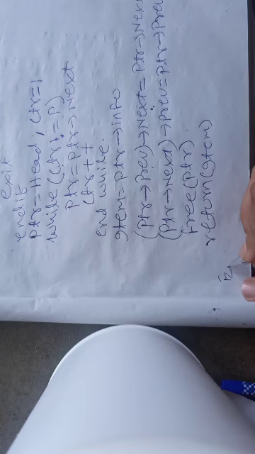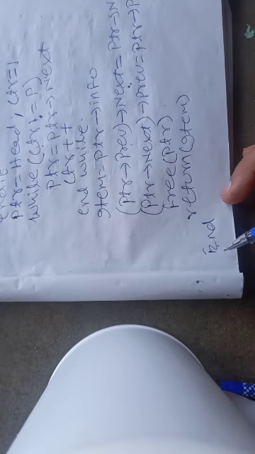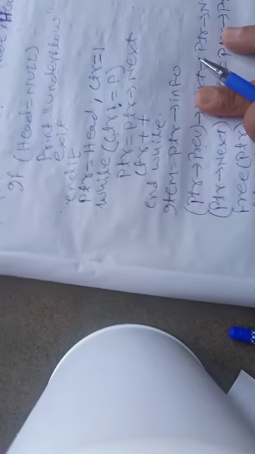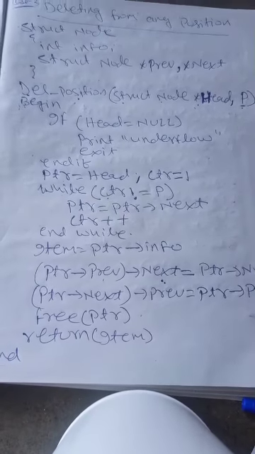Finally, for the begin statement, you will put an end mark, which marks the end of the algorithm. So guys, this is the deletion algorithm in a doubly linked list. I hope you understood this completely. This is the complete algorithm.